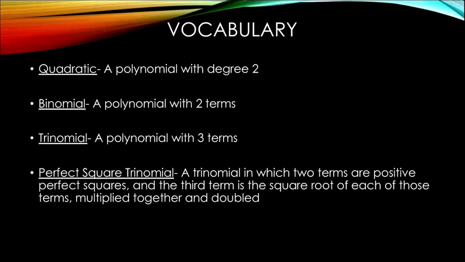Alright, so the first three vocabulary are things that we have already talked about. A quadratic, which hopefully you are getting much more comfortable with, is a polynomial with degree 2. A binomial is a polynomial with 2 terms. And a trinomial is a polynomial with 3 terms. Here's the new one.